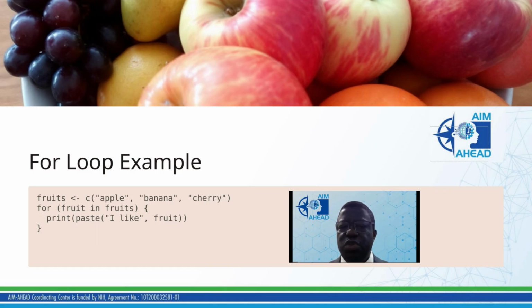The print function, coupled with paste, constructs a string output that expresses our preference for each fruit. Consequently, the loop will produce the following output: I like apple, I like banana, I like cherry. This example effectively demonstrates how for loops in R provide a streamlined approach to iterate over a vector, facilitating the execution of actions for each individual element.